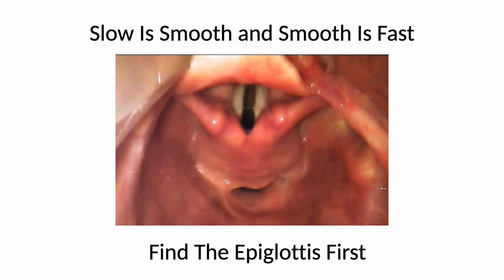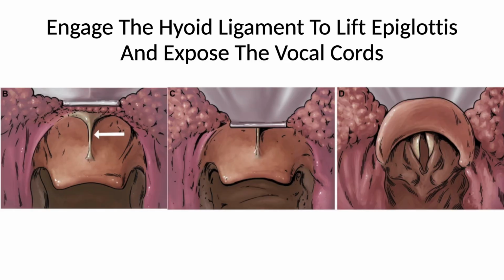And once you find that epiglottis, then you should be able to lift it up using that hyoid ligament and visualize the vocal cords. And what you're going to do if you're using a Mac blade, remember you can use the Miller to just lift the epiglottis out of the way, but if you're using the Mac blade, you want to engage that ligament right above the epiglottis. You can see it right here on the left, and if you hit it right in the middle with the tip of your blade, it opens that epiglottis just like a door. And then you can see back here, you see your posterior arytenoids, and you see both of your vocal cords here, and that's your target where you're going to pass your tube through.